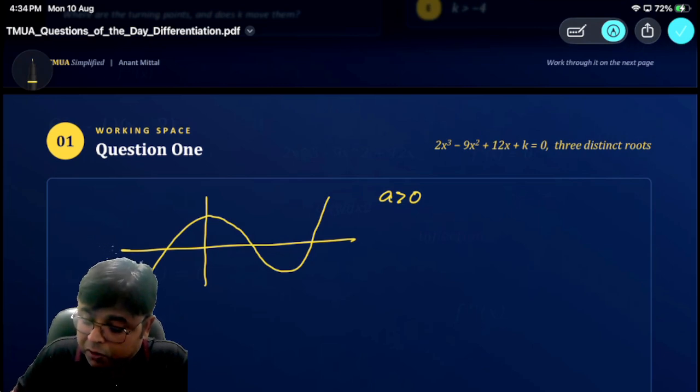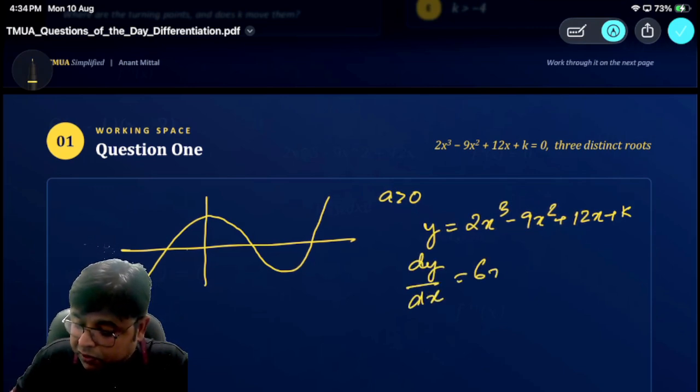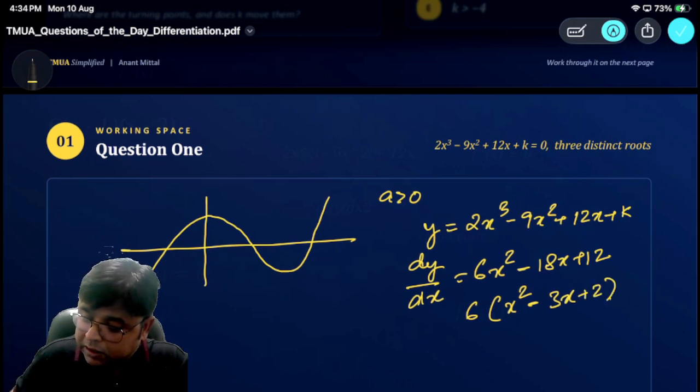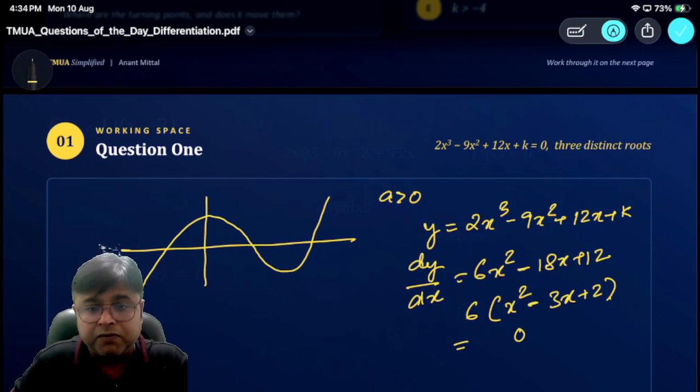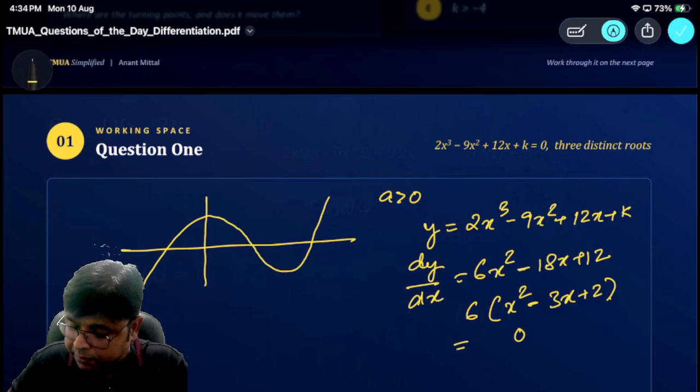Now how do we go about this? Let 2x cube minus 9x square plus 12x plus k be y. Now I find dy by dx. I'm going to differentiate the function. I get 6x square minus 18x plus 12. If I take 6 common, I get x square minus 3x plus 2. Now if I put the first derivative equal to 0, it gives me the points of local maxima or local minima. So it will give me x equals 2 and x equals 1.